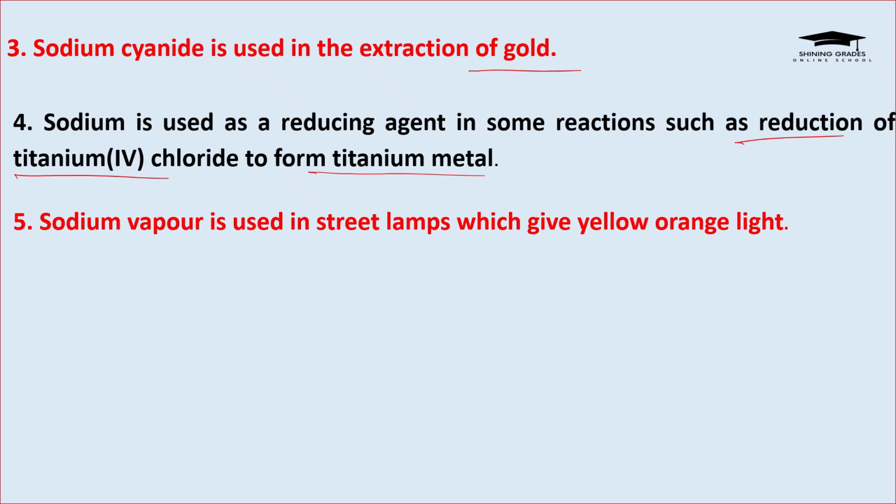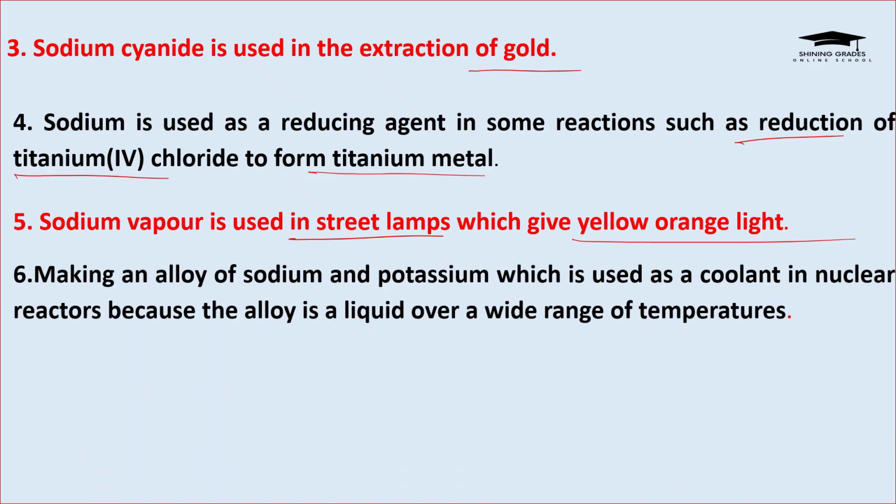Another use of sodium metal: sodium vapor is used in street lights, which give yellow-orange light. Most of the street lights that we see that are yellow in color use sodium vapor. So learners, let's not commit ourselves and say sodium is used in manufacture of street lamps. It is used in street lamps, which give yellow-orange light.